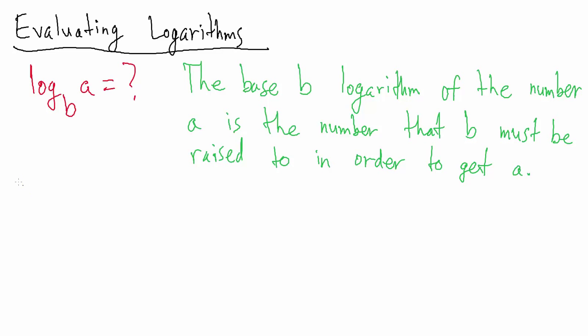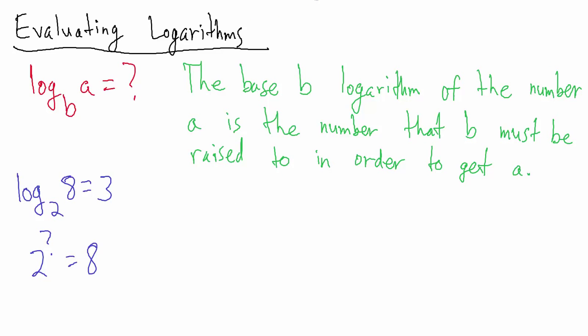We'll recap some of the examples we talked about before jumping into some other ones. If we say the base 2 log of the number 8, what's that? Using this interpretation, b is 2 and a is 8. What does 2 have to be raised to in order to get 8? If we take 2 and raise it to the third power, we get 8. That's how we evaluate logarithms in general. So the base 2 log of 8 is 3.